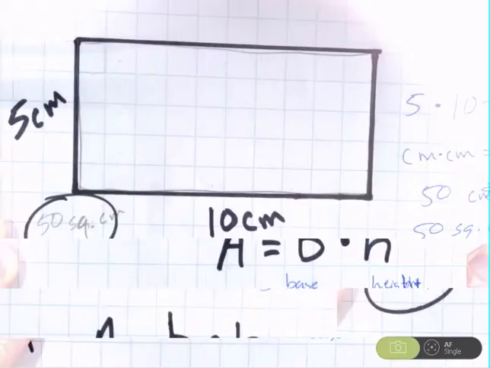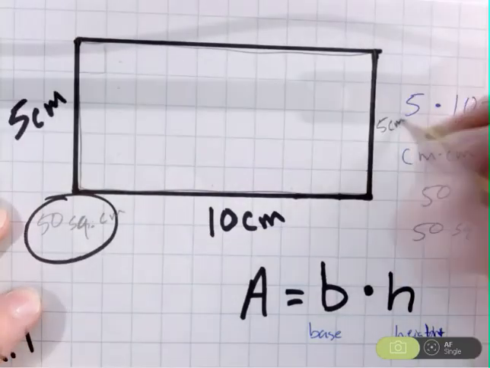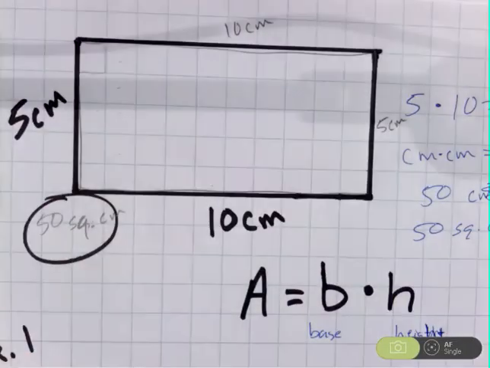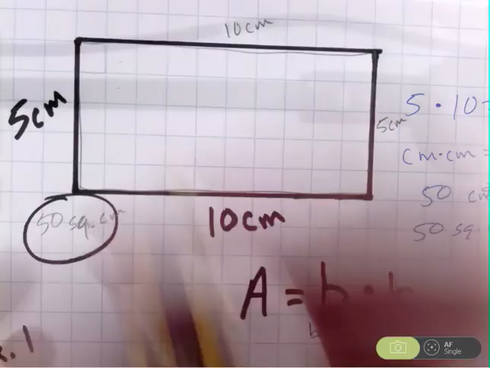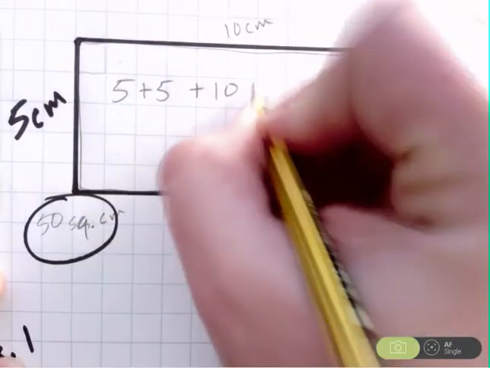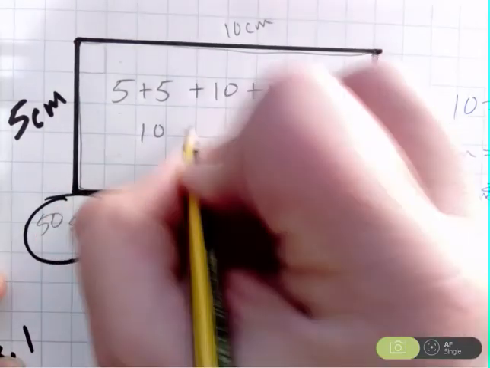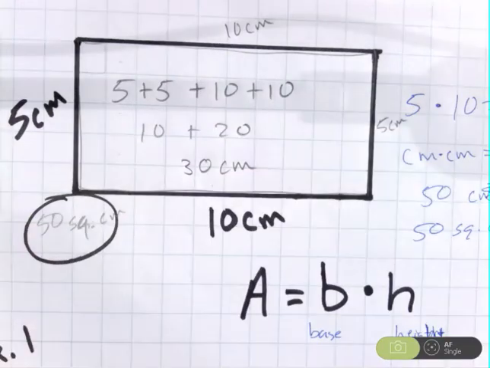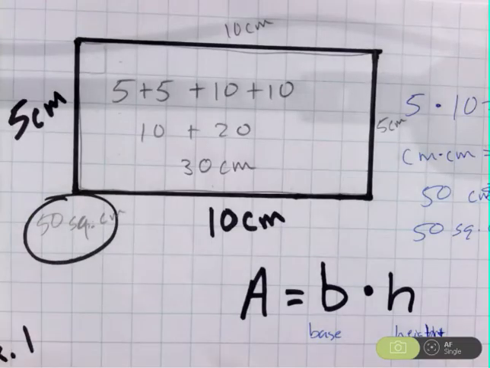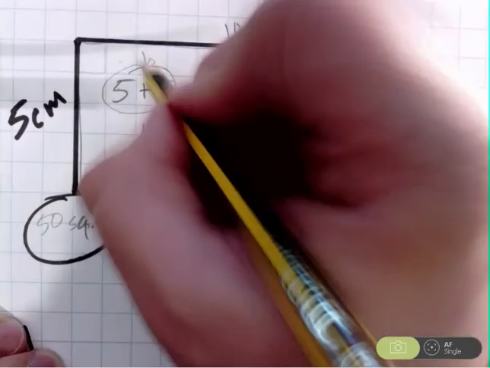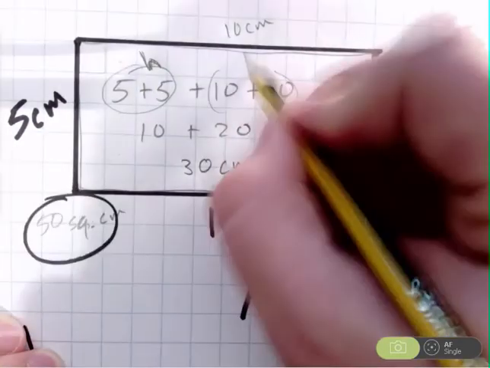In a rectangle, you have 2 sides that are the same and another set of 2 sides that are the same. So here you could write 5 plus 5 plus 10 plus 10. So that's 10 plus 20 is 30 centimeters. Now look, both of these were the heights. And both of these were the bases.